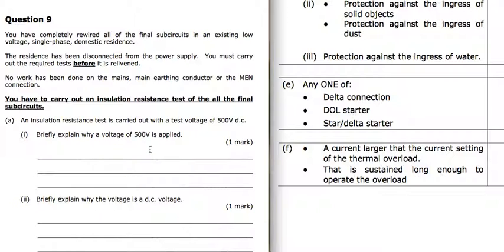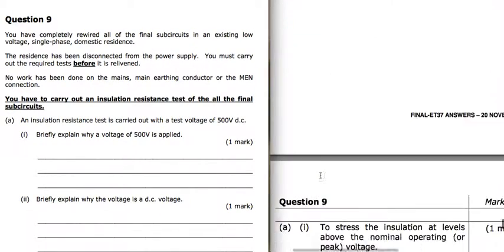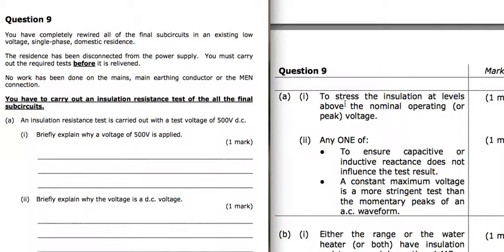Well, the 500 volts is to stress the insulation beyond the peak of the normal voltage. So stress the insulation at levels above the nominal operating or peak voltage. So our peak voltage is about 329. We're going to stress it to 500 volts.